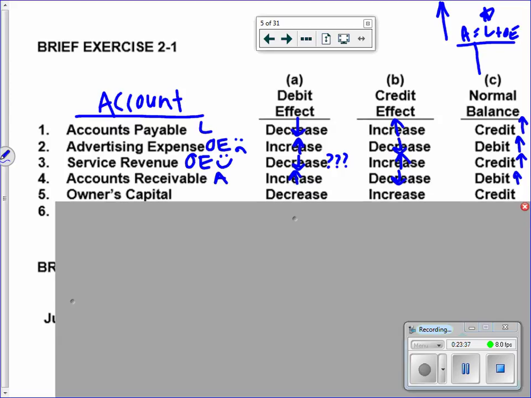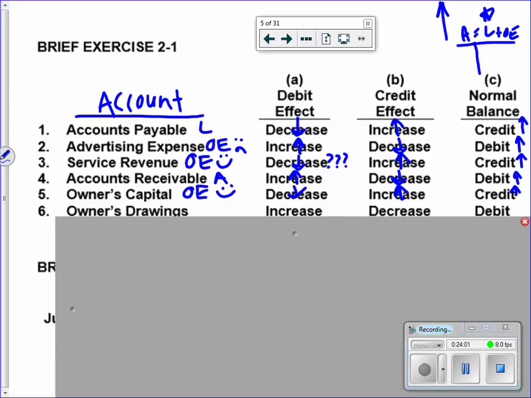Number 5, owner's capital is an OE account that's a rule follower, a good one. It's on the right side of the big T, so it's going to be a right side normal balance, which we know means credit. The credit will be the increase. Opposite will be the decrease.